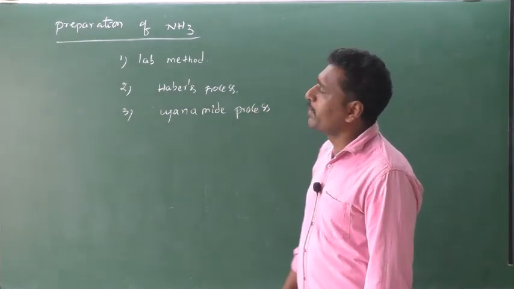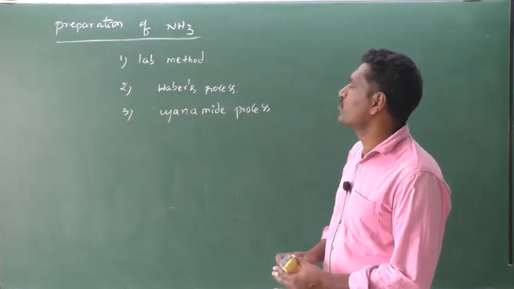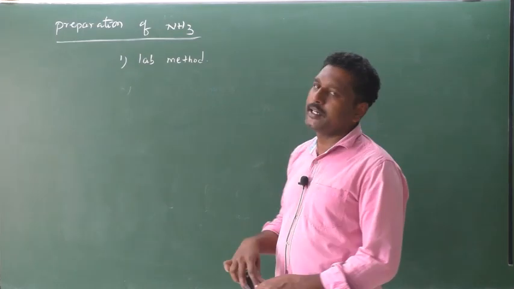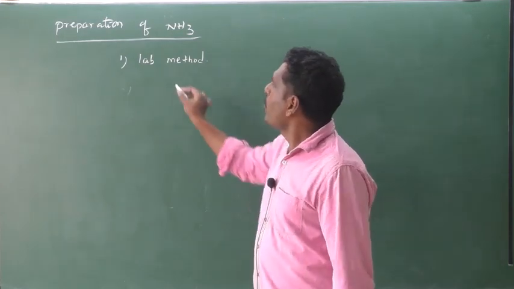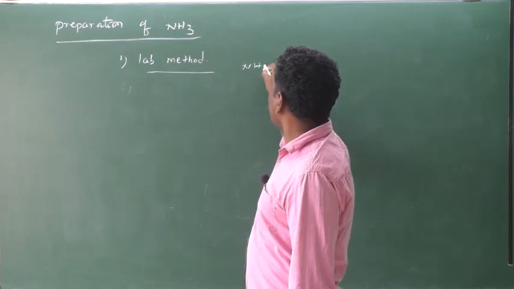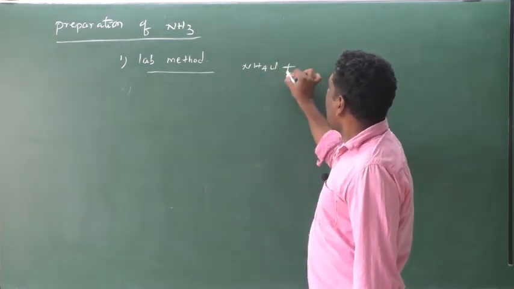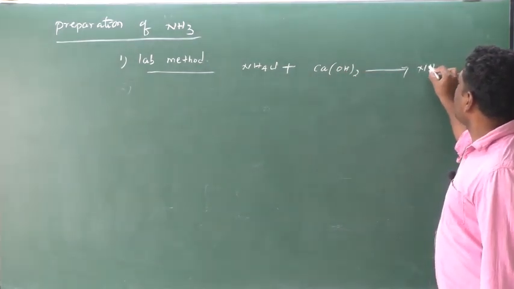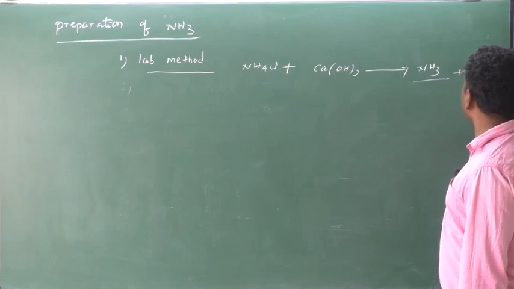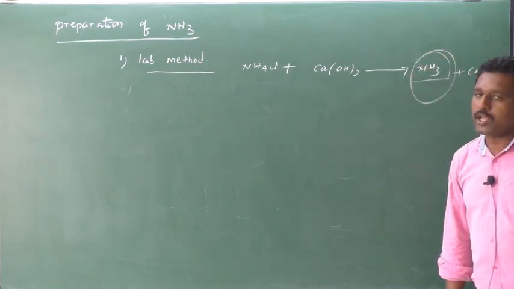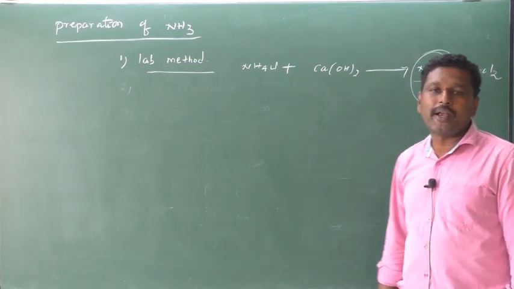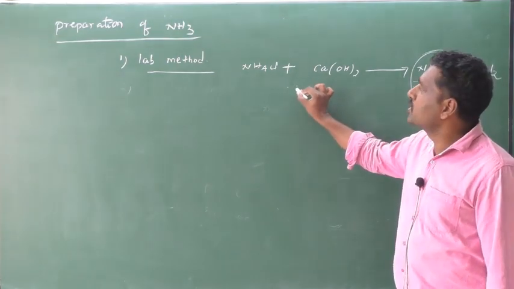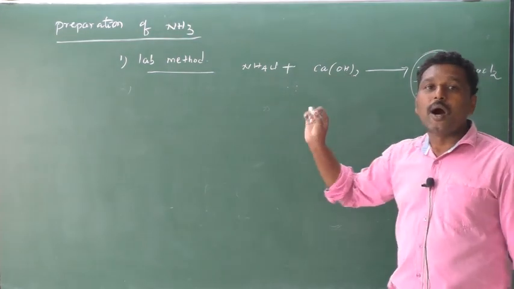So what is the laboratory method? We'll discuss one by one. Ammonium salts, meaning ammonium chloride, on treating with calcium hydroxide form ammonia and calcium chloride, and some other products. So we get ammonia. This method is only used in the laboratory to prepare ammonia.